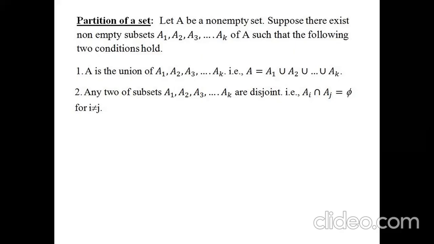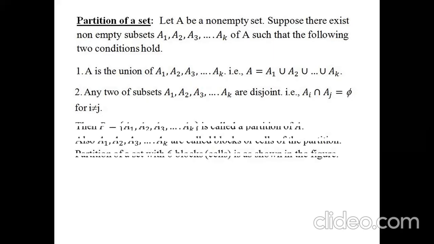So if these conditions are satisfied, then we say that the set A is partitioned. Then we say that the set P is a partition on A, where P is given by A1, A2, A3, etc. up to AK. All the non-empty subsets that you consider together are put in the form of the set P. So P is said to be the partition of A. Also, A1, A2, A3, etc. up to AK are called the blocks or the cells of the partition.